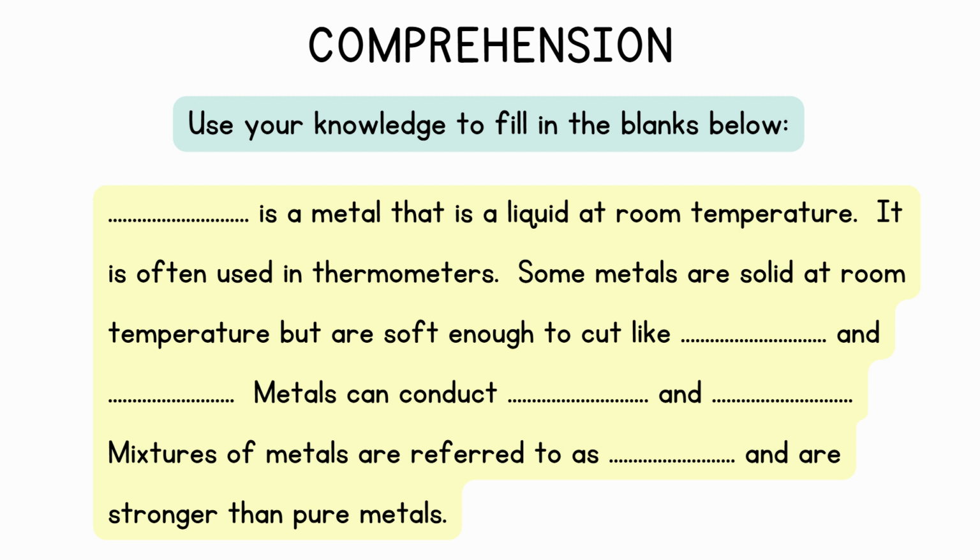Comprehension. Use your knowledge to fill in the blanks below. Dash is a metal that is a liquid at room temperature. It is often used in thermometers. Some metals are solid at room temperature, but are soft enough to cut like dash and dash. Metals can conduct dash and dash. Mixtures of metals are referred to as dash and are stronger than pure metals.